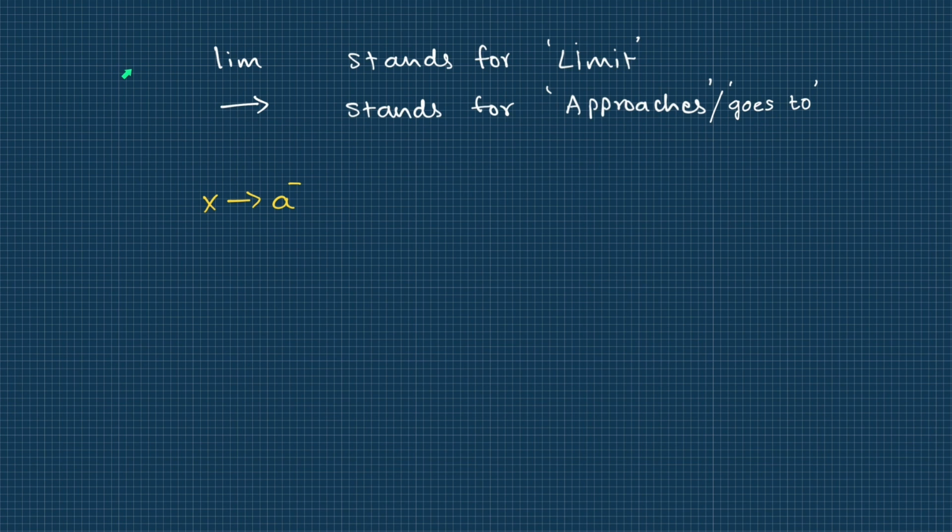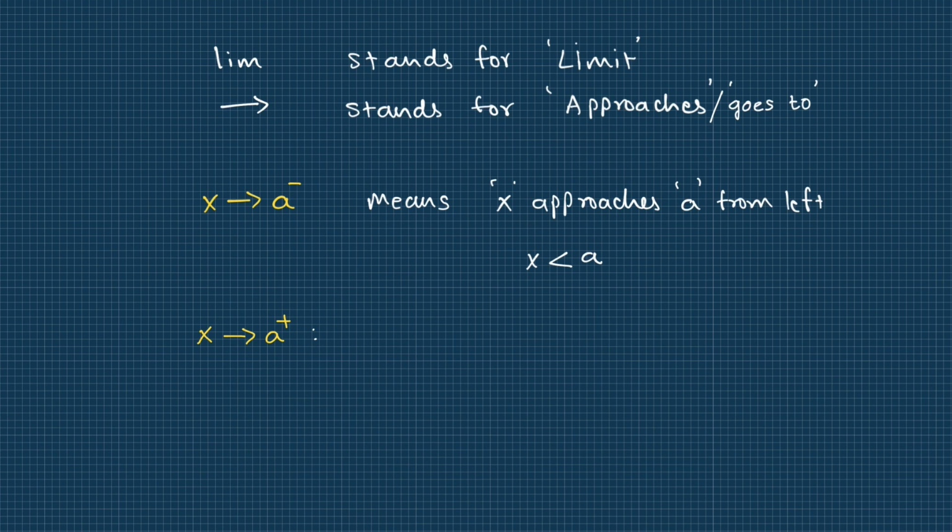x arrow a minus means x approaches a from the left side, which means x is less than a. x arrow a plus means x approaches a from the right side. In this case, x is greater than a.